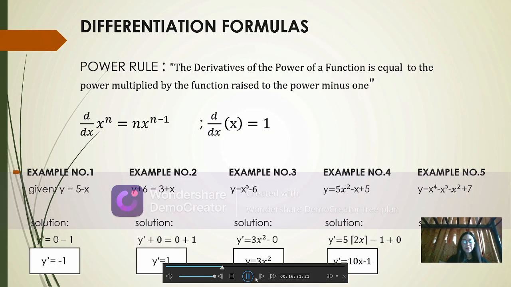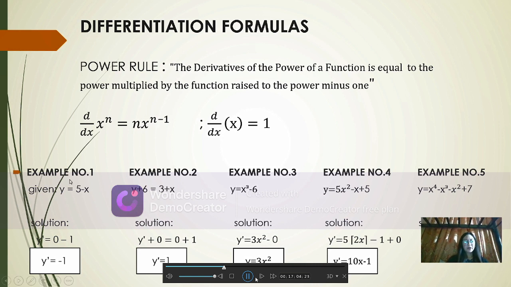Differentiation formulas. Power rule. The derivative of the power of a function is equal to the power multiplied by the function raised to the power minus 1. So, here's the formula. d over dx of x to the n power is equal to n times x raised to n minus 1. And d over dx of x is equal to 1. So, example number 1 tayo.